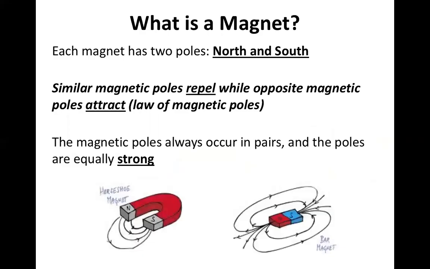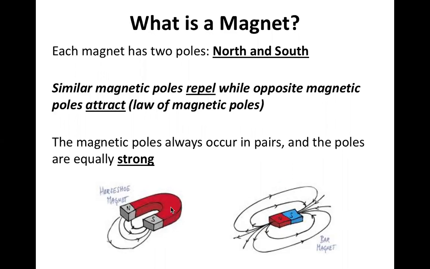So it's important to really understand the fundamentals of magnets, just as much as it was really important for us to understand the fundamentals of circuits, which sort of look familiar from grade 9. So let's talk about magnets. Magnets have two poles, a north pole and a south pole. Similar magnetic poles repel, while opposite magnetic poles attract. This is called the law of magnetic poles. The magnetic poles always occur in pairs, and the poles are equally strong.